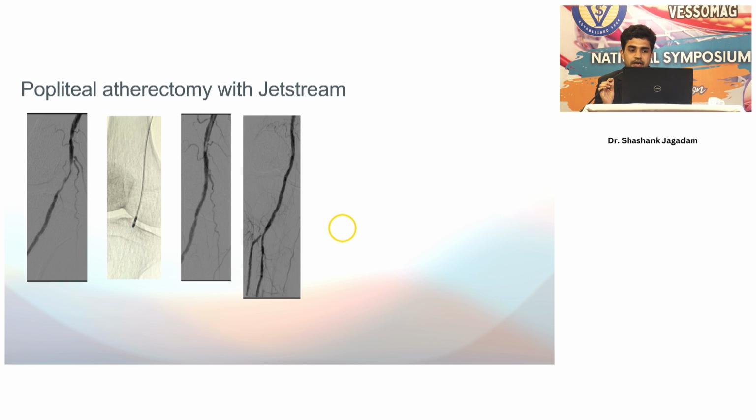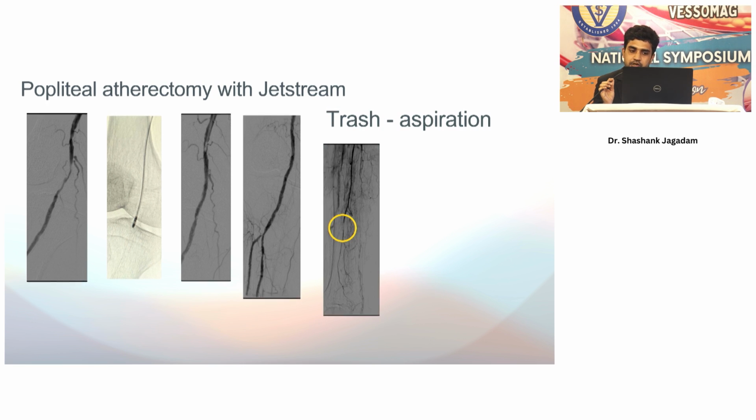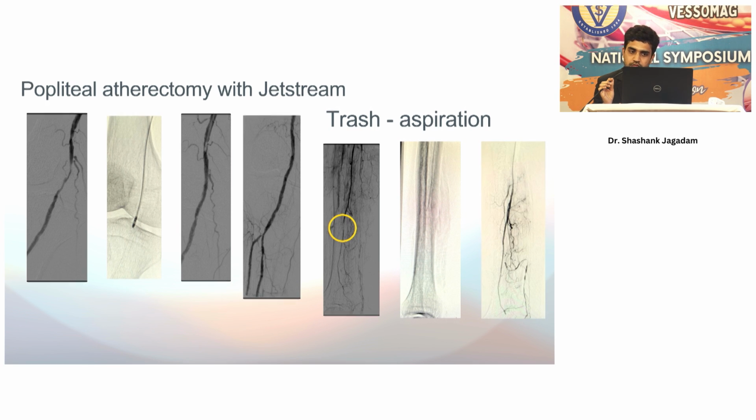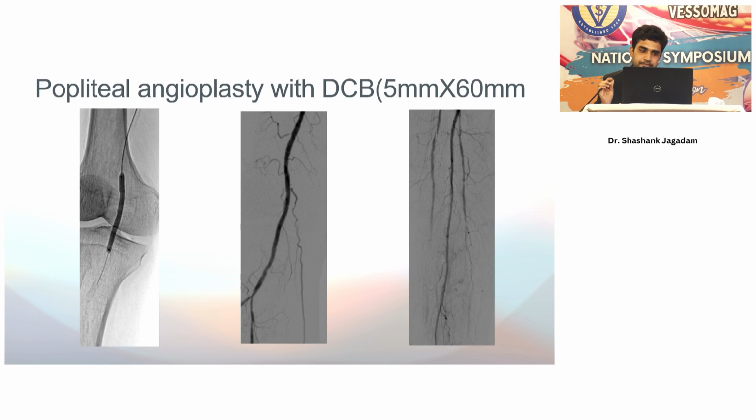So we went ahead with popliteal atherectomy with the Jetstream device with good clearance. But post atherectomy, we found trash in the peroneal artery, which was the only remnant supply to the foot. Using a 4 French vertebral catheter and a 50 cc syringe, we aspirated the trash, post which there was good flow beyond the trash segment.